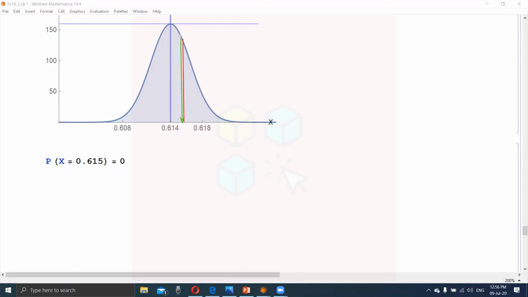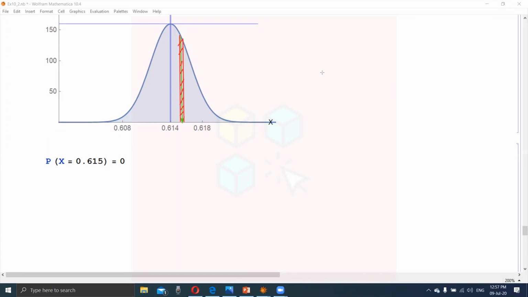So from red line to red line the area would be shaded, which is actually not equal to 0. There must be some answer because there is some shaded area which gives you the probability at x is equal to 0.615. Now actually the point is, how can you get these 2 points on the red line? The green line, the center line, is at 0.6150. We can write it 615 or 6150.